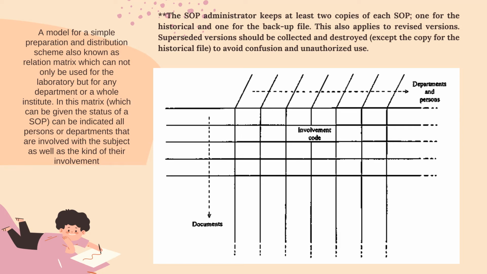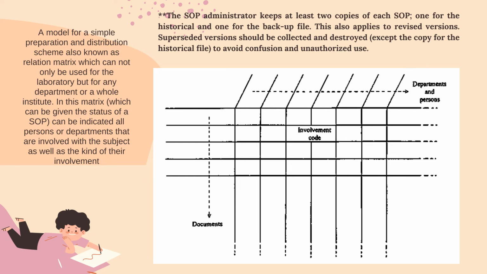On the slide prepared, it is a model for a simple preparation and distribution scheme, also known as a relation matrix, which can be used not only for the laboratory but for any department or a whole institute. In this matrix, which can be given the status of SOP, can be indicated all persons or departments that are involved with the subject, as well as the kind of their involvement.